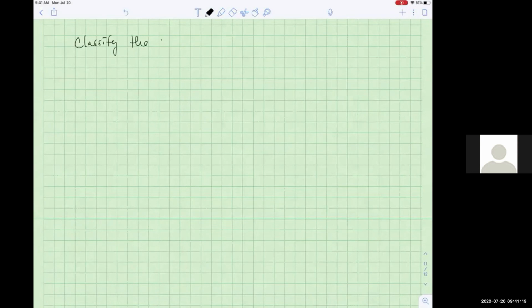Classify the sequence as arithmetic, geometric, or other. So it's either arithmetic, it's geometric, or it's neither of those. So let's take a look here.